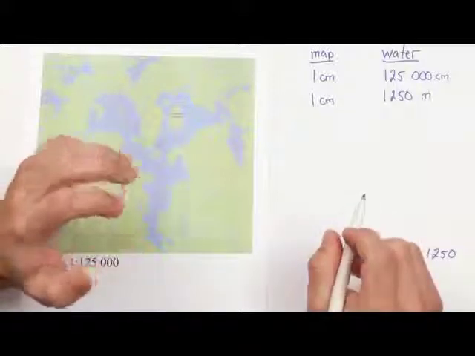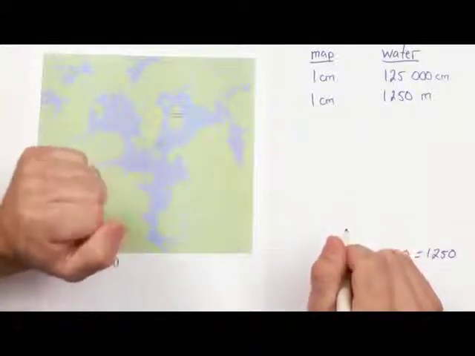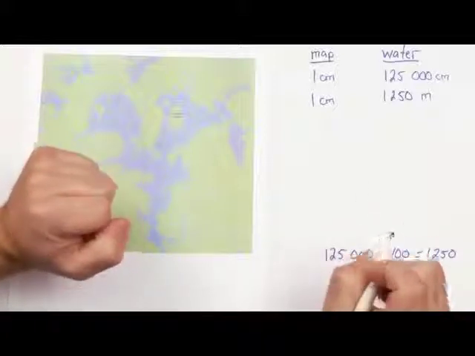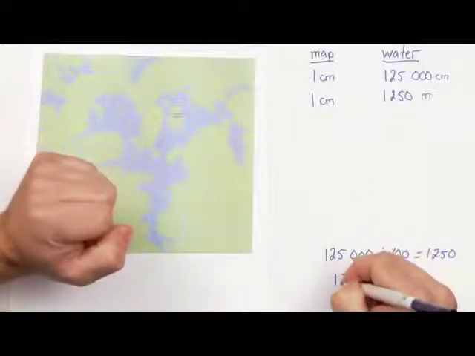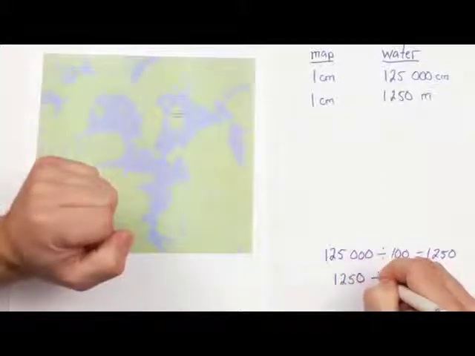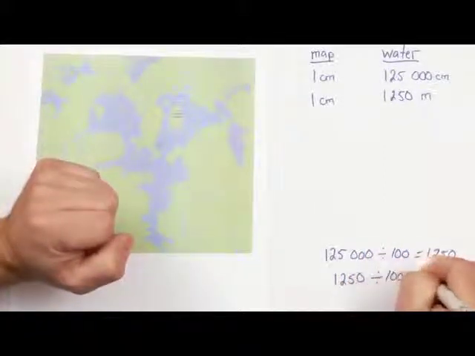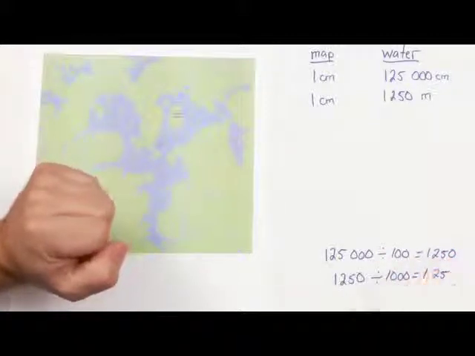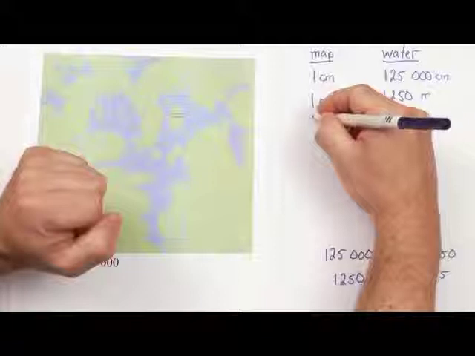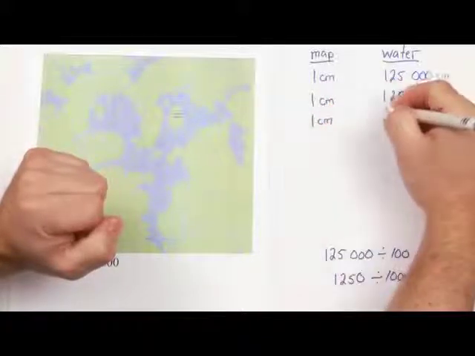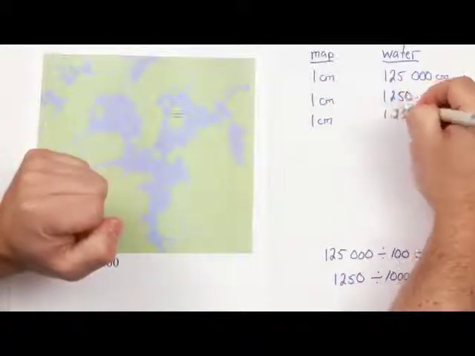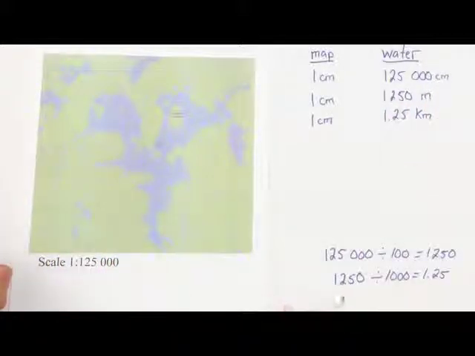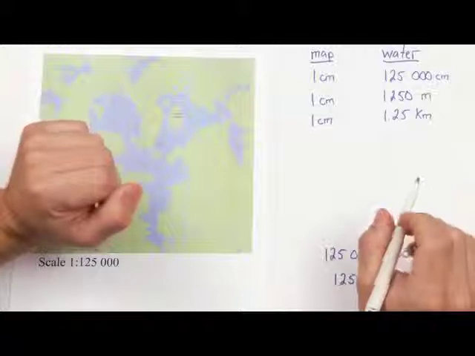Now I wonder what that is in kilometers. Since there are 1,000 meters in 1 kilometer, I'll divide 1,250 by 1,000. That's 1.25 kilometers. So 1 centimeter on the map represents 1.25 kilometers on the water. Now that's an easier number to think about.